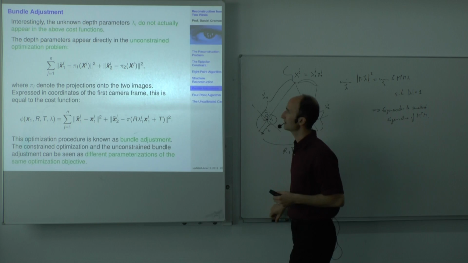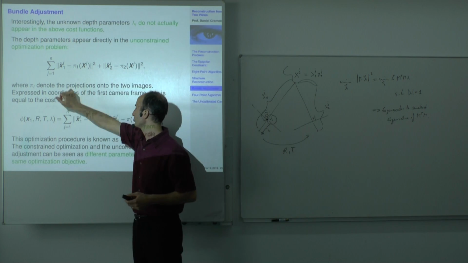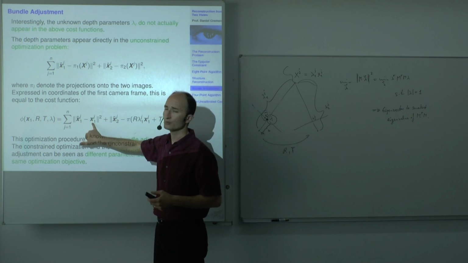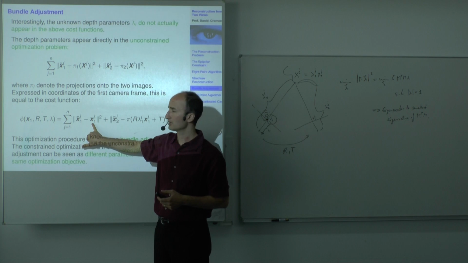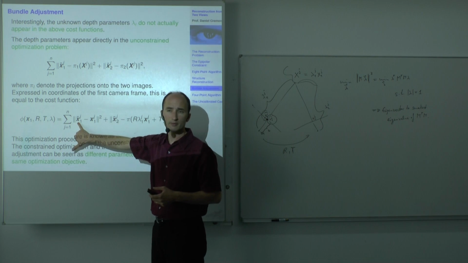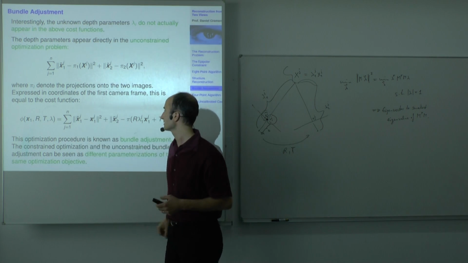If we do that, then the first term is extremely simple. Here we just have the 2D coordinates in the first image. And these should be close to the measured 2D coordinates.